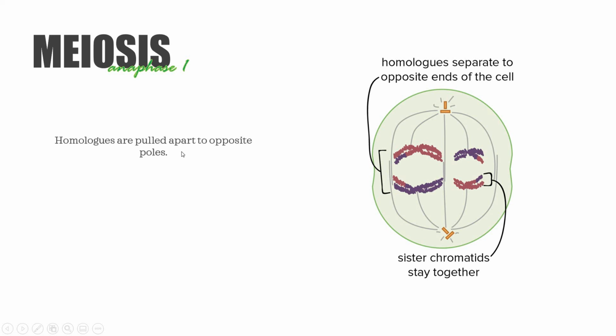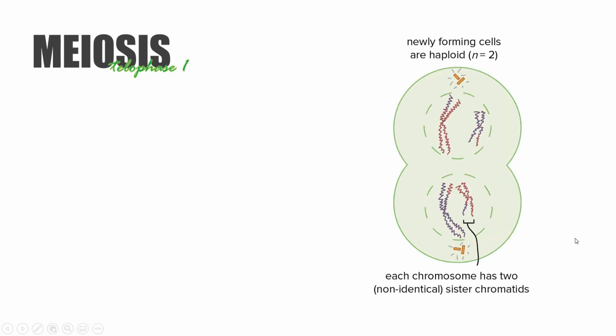Okay, so homologs are pulled apart to the opposite poles. Upon separation, the sister chromatids remain together and they do not come apart. This is very different from mitosis, right? Okay, iba yung anaphase na mitosis dito sa meiosis anaphase I.